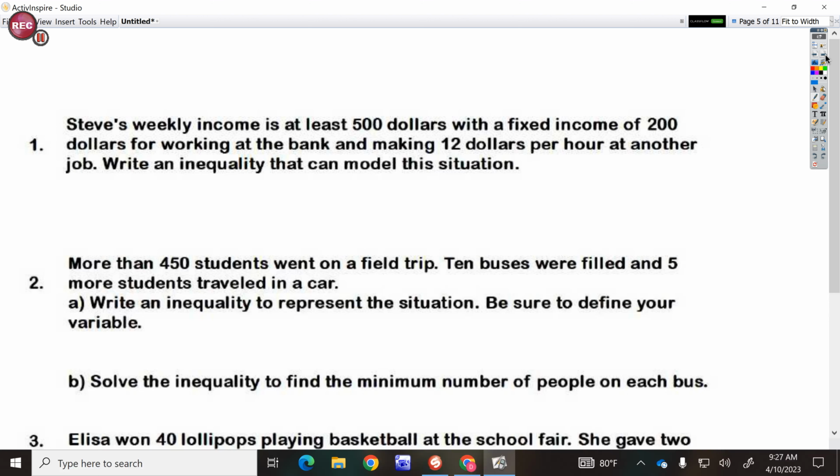There's one number that doesn't need a variable. There's one that does. Anything that's an hourly thing or every or each, all of that is always going to have a variable. Are you with me?